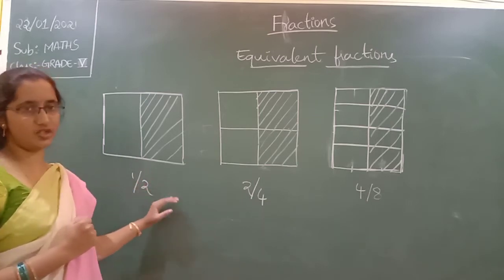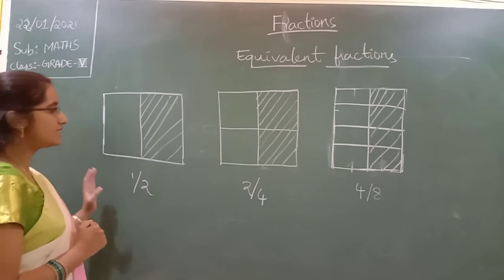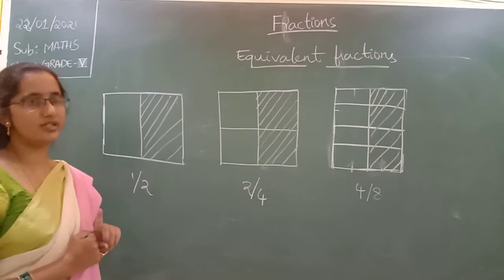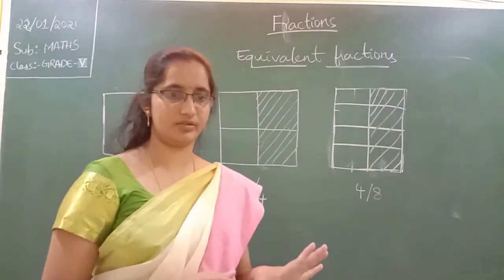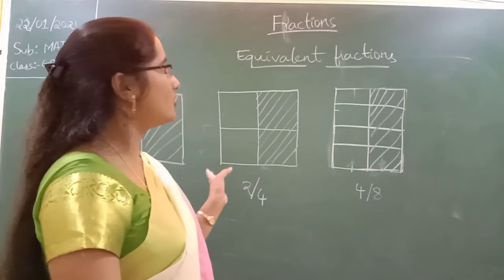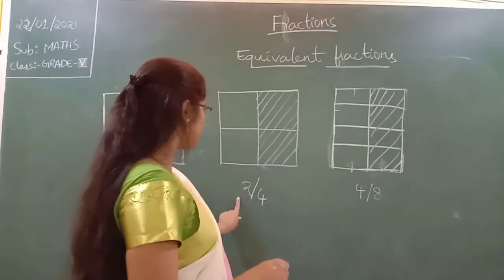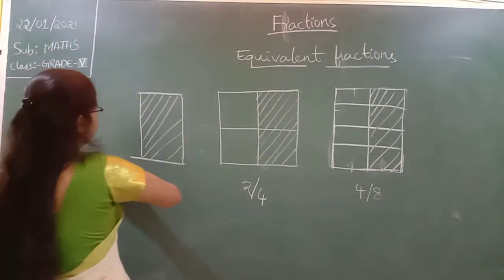These fractions, or these numbers, are different, but the values are the same. This type of fraction is known as an equivalent fraction. What is an equivalent fraction? Fractions with the same value are known as equivalent fractions. So 1 by 2, 2 by 4, and 4 by 8 are equivalent fractions.